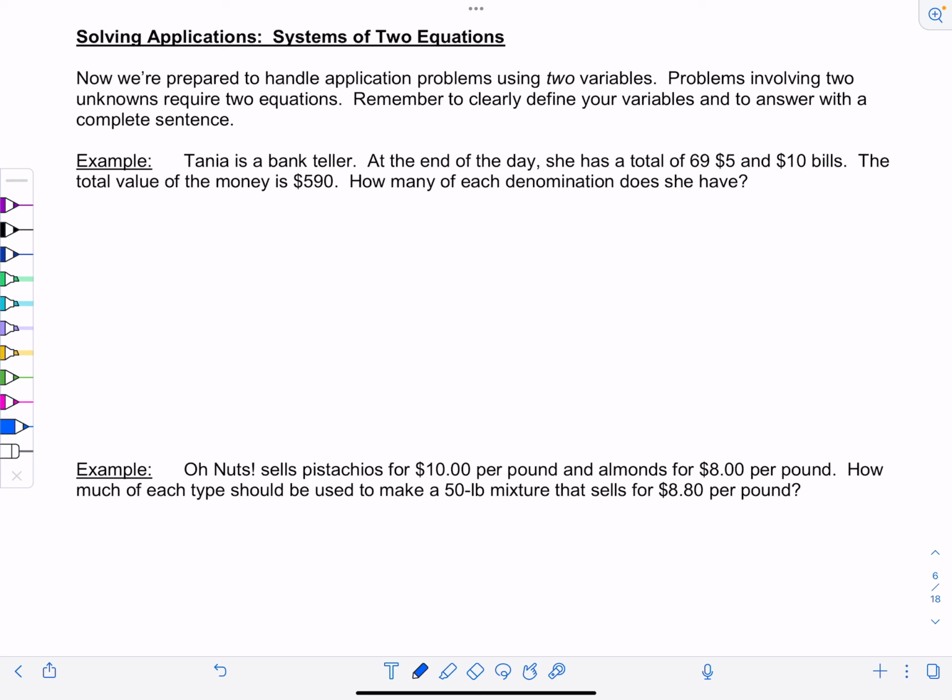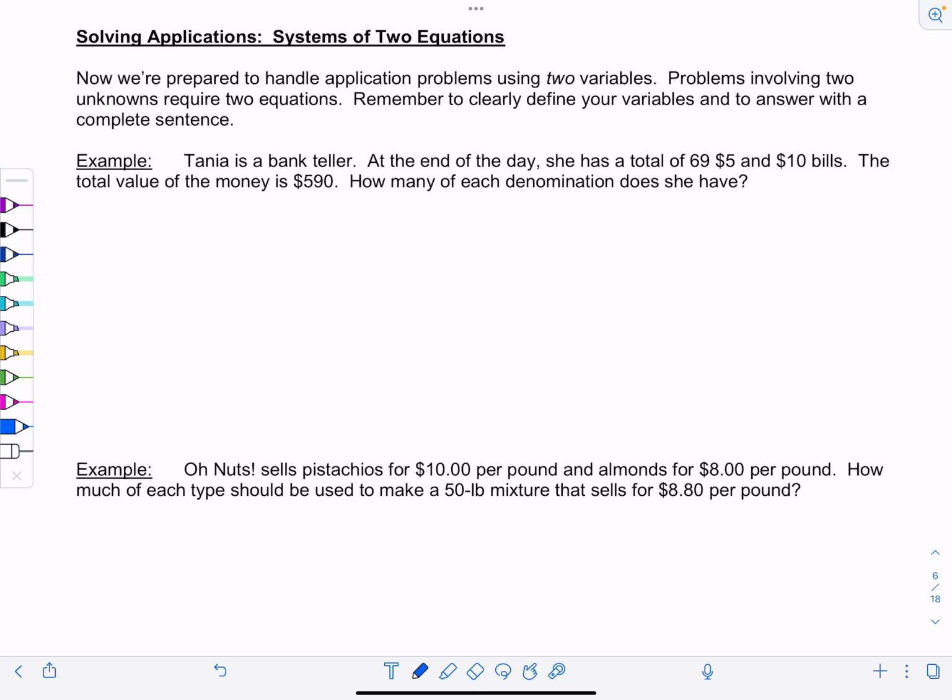First example, don't be nervous. Here we go. Tanya is a bank teller. At the end of the day, she has a total of 69 $5 and $10 bills. The total value of the money is $590. How many of each denomination does she have?